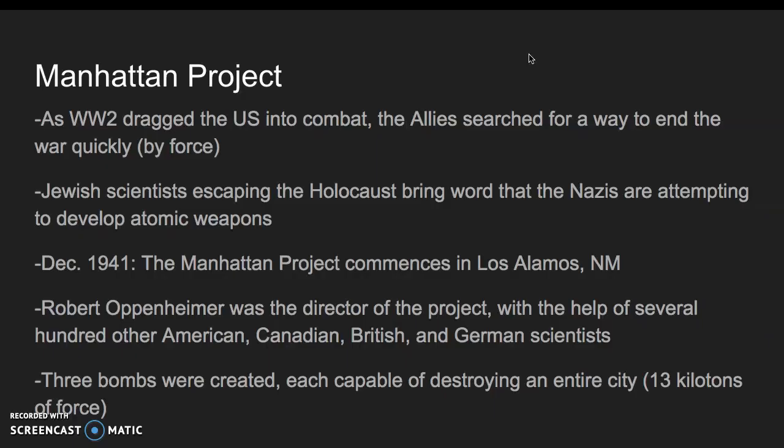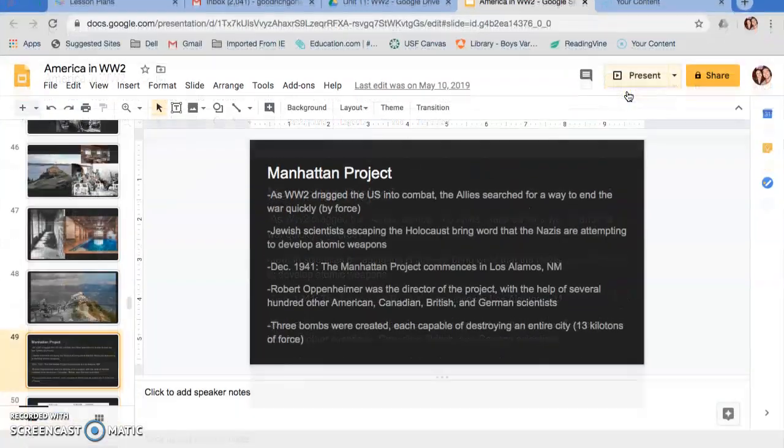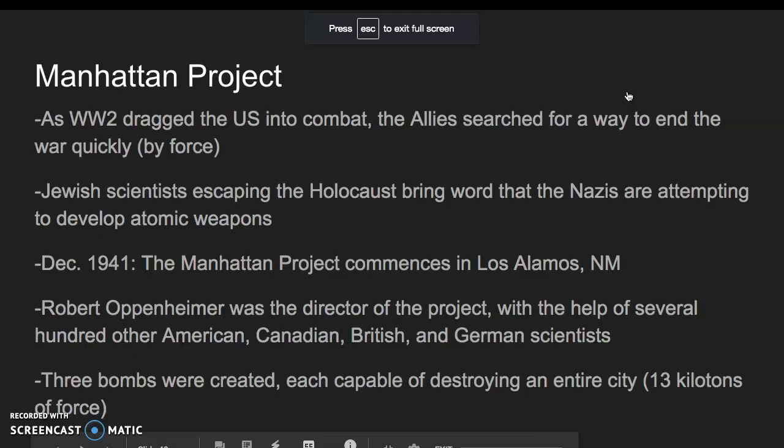The Manhattan Project. As World War II dragged the U.S. into combat, the Allies are searching for a way to end the war quickly and by force if necessary. Jewish scientists escaping the Holocaust in Germany bring word that the Nazis are attempting to develop atomic or nuclear weapons. This kind of helps to speed things up in that process.